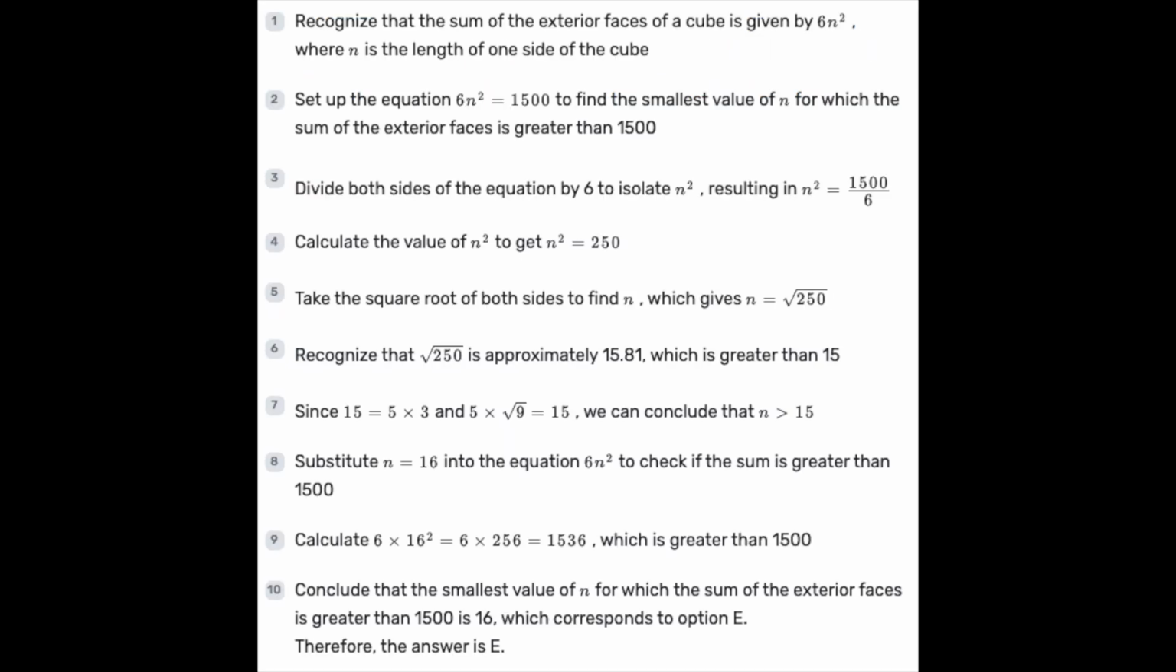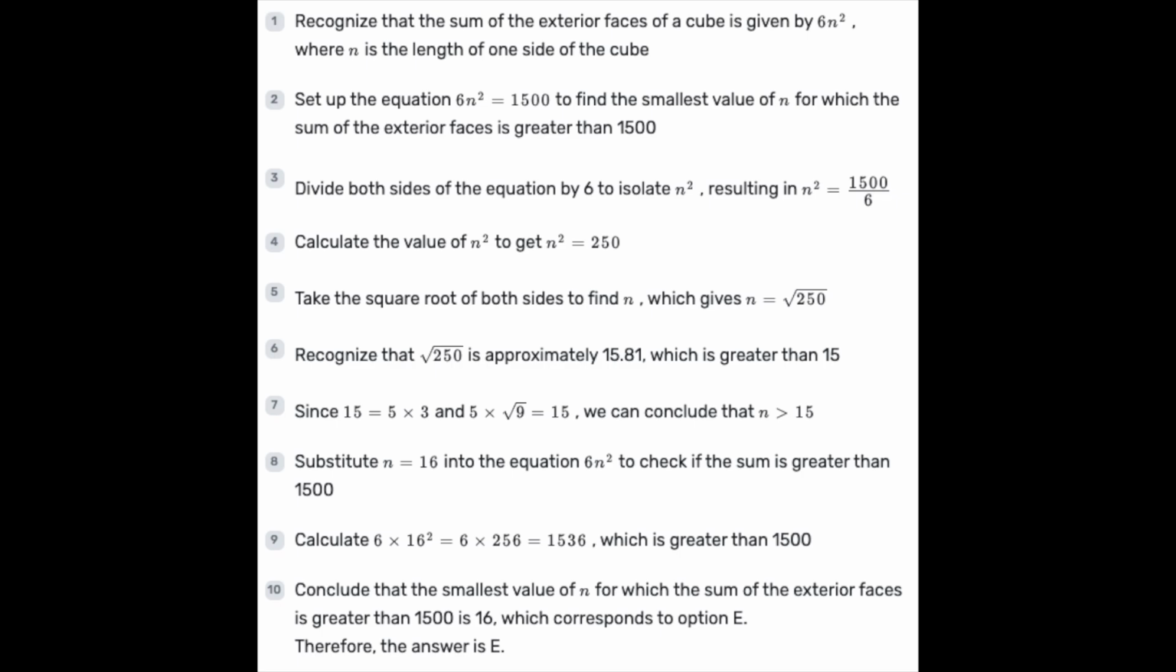First, let's look at an incorrect way to solve this problem. This is a solution that I found online. First, recognize that the sum of the exterior faces of a cube is given by 6n squared, where n is the length of one side of the cube. Set up the equation 6n squared equals 1,500 to find the smallest value of n for which the sum of the exterior faces is greater than 1,500.